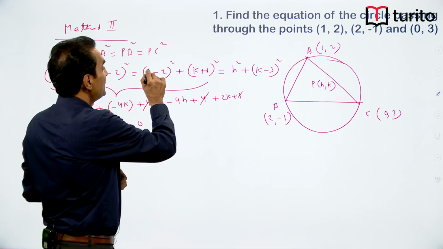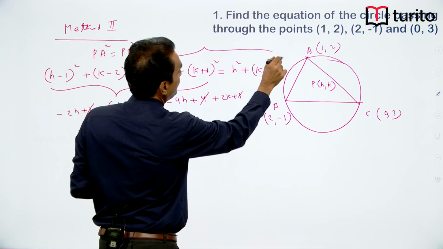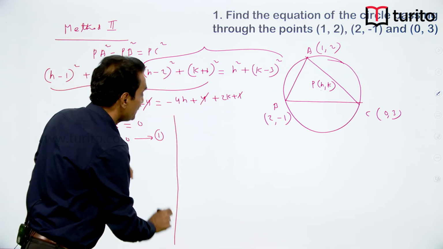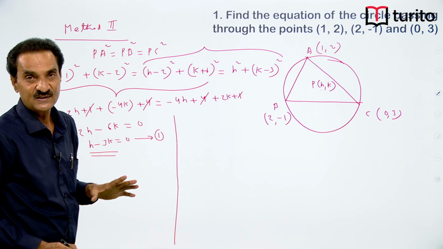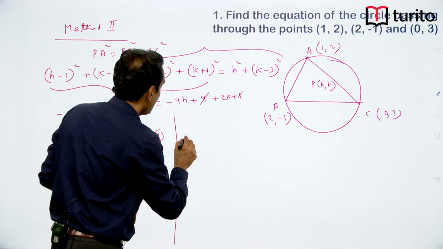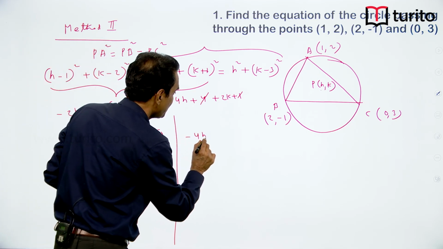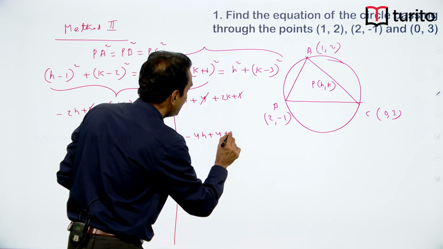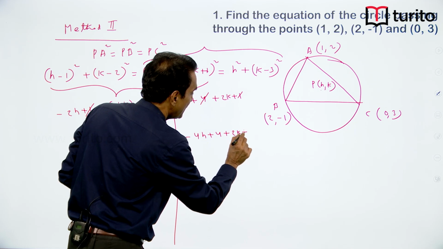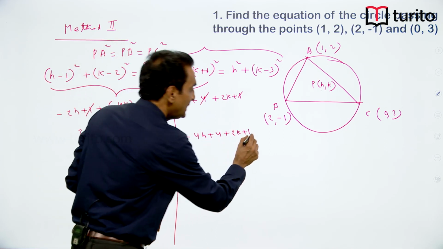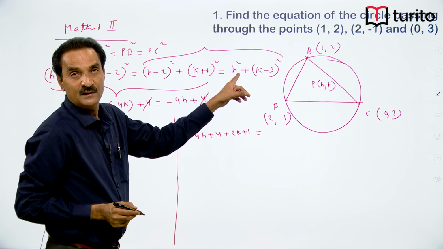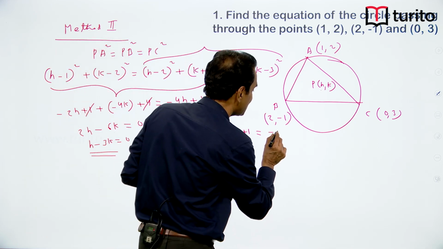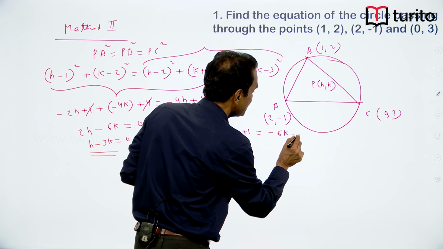Now, equating next 2. Again, h square plus k square cancels. What is remaining here? Minus 4h plus 4, same as this, plus 2k plus 1 is equal to, here after cancelling h square plus k square, what will be remaining? Minus 6k plus 9.